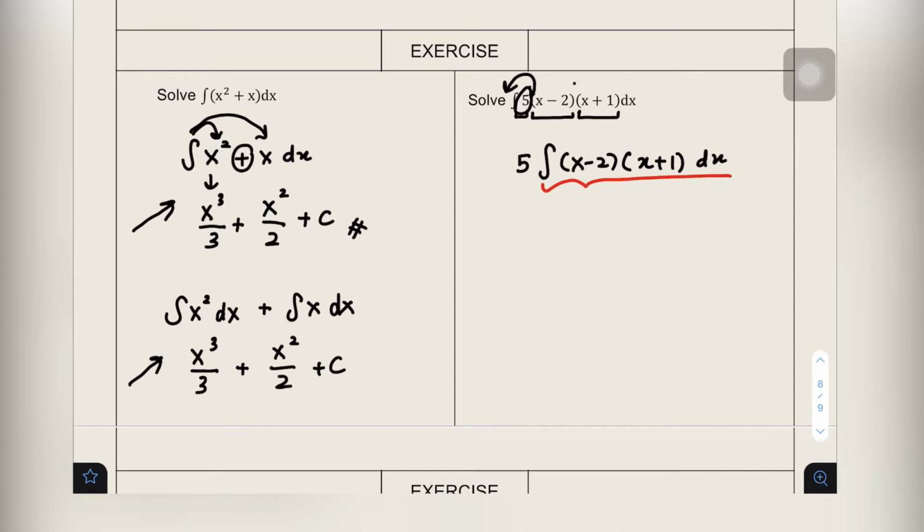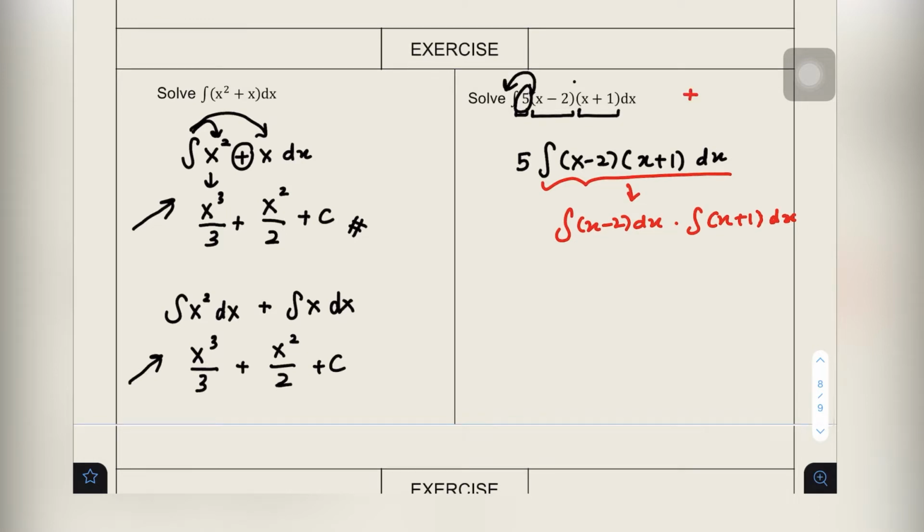Even though you now have two different functions, you cannot separate them like this: integral of (x minus 2) dx multiplied by integral of (x plus 1) dx. Cannot, because the separation rule we saw before is only applicable if the operation is plus or minus. If the operation is multiplication, we cannot separate it. So what we need to do is expand the function.